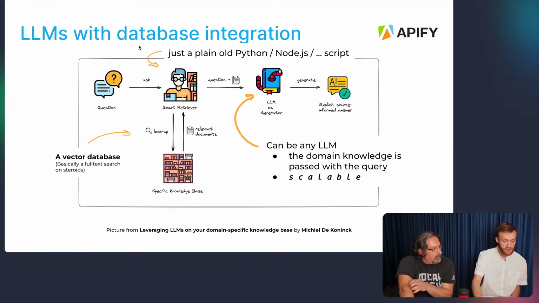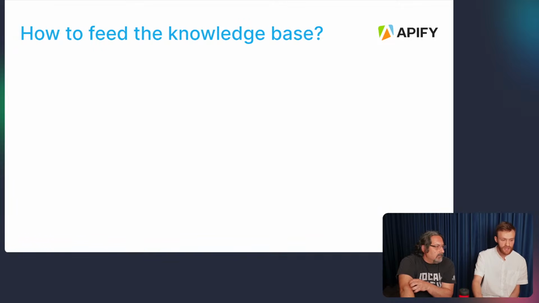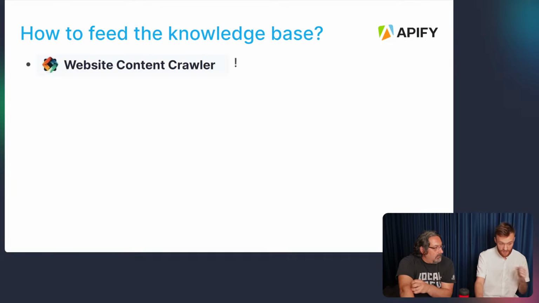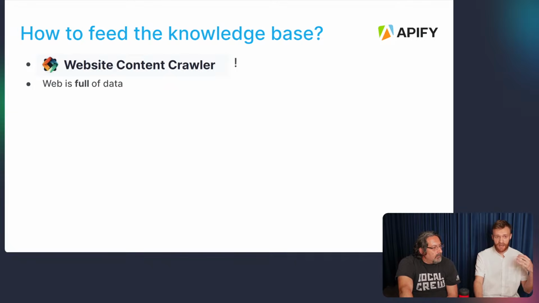Cool. So now that we know what we'll be doing, let's take a look at how to feed the knowledge base, or how to create the knowledge base. Because you can have your product's documentation, but how do you export it to the vector database? Well, you can use our website content crawler. This is how we come back to the initial question. Because the web is full of data. Probably even your product has some kind of documentation online. And it's there, it's accessible, and it's mostly freely available.